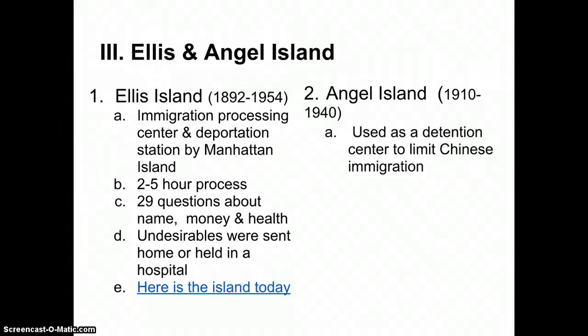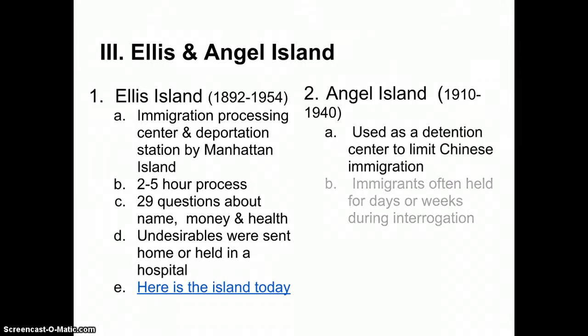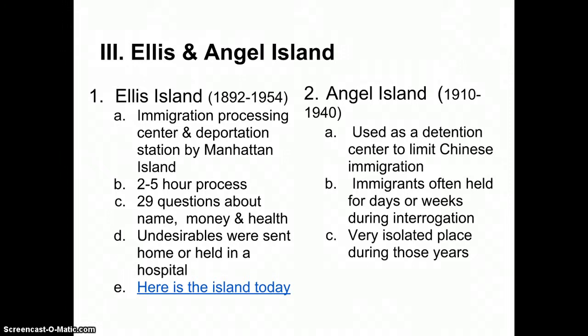Again, the fever pitch of nativist and xenophobic fears was in the early 1900s, in the first decade. So by 1910, Angel Island was created. Basically, instead of finding reasons to allow people in, Angel Island was a detention center where they held people and tried to find a reason to not let them in, specifically the Chinese. Immigrants often were held for days or weeks during interrogation. And even when they got through, they're in a very isolated place.